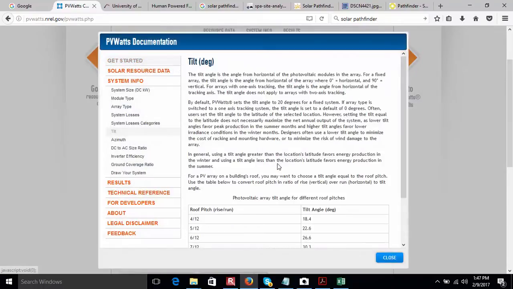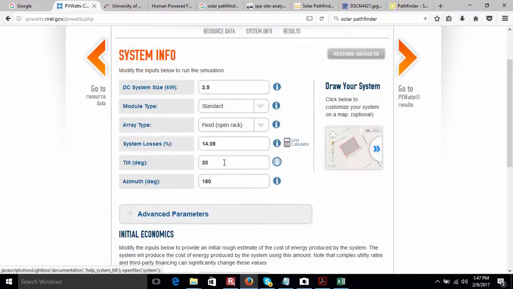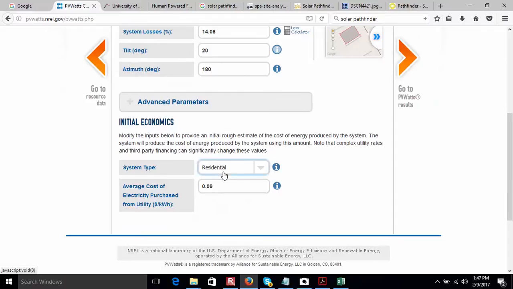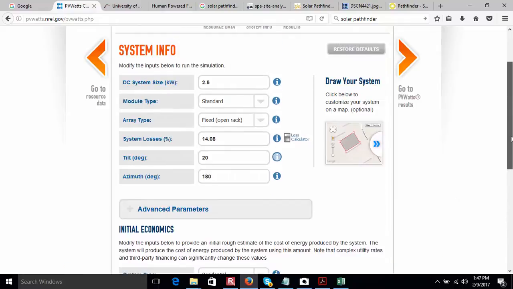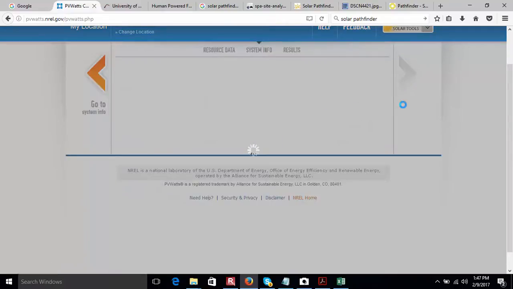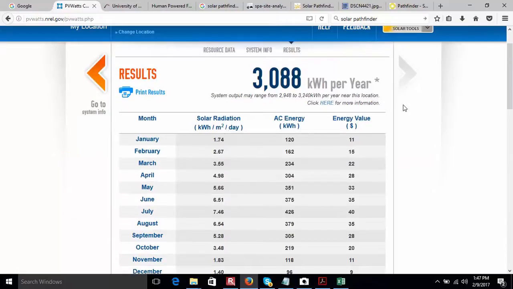Tilt, 20 degrees, play around with that. And then the azimuth angle, that just means we're pointing the things due south. 180 is due south. Initial economics, fine. Residential, cost of electricity, 9. Good. You can draw it, or we're just going to go straight to the results.